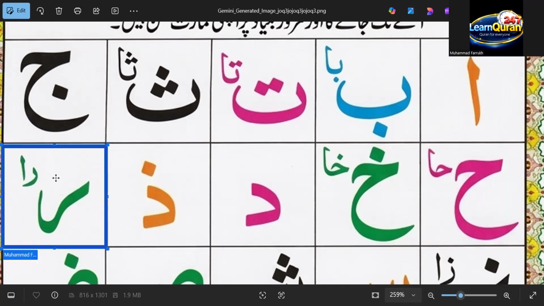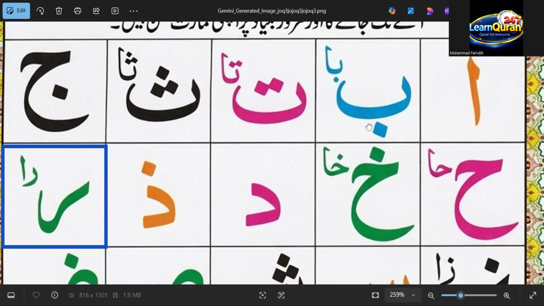Ra is a full mouth letter. Sometimes when ra has kasra beneath, or ra is empty and has a sukun, and before ra we have kasra or zir, remember, it is ra. When ra has fatha or damma, it is a full mouth letter. When ra has kasra, it will be an empty letter.